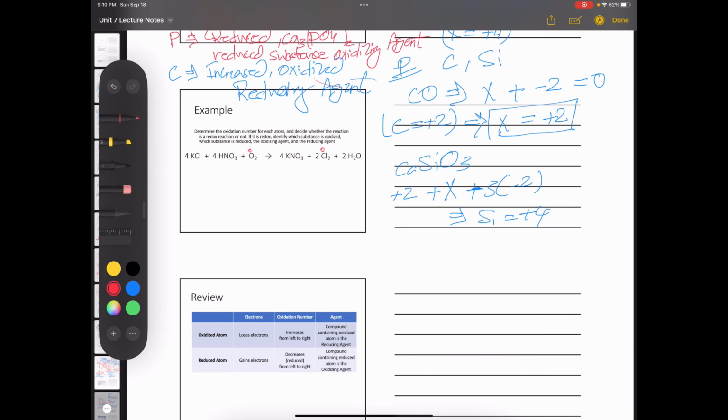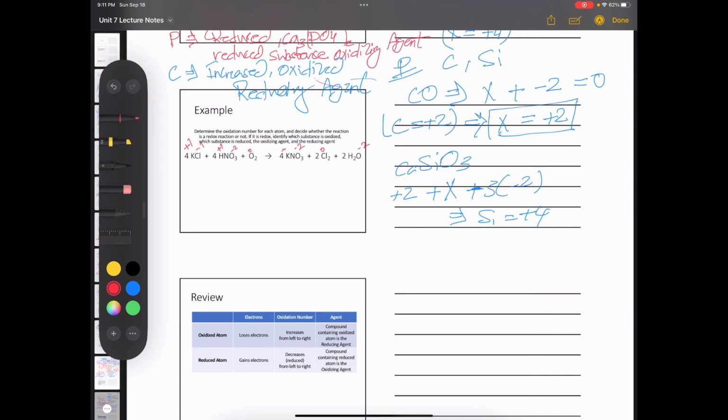Yes, I have potassium chloride. Potassium is in group 1 in the periodic table, so it'll have a positive 1 oxidation number. For the chlorine, we'll have a negative 1 oxidation number because it's part of the halogen group. Hydrogen always has a positive 1 based on that table. Nitrogen, we're not really sure. Oxygen is a negative 2. Oxygen always is a negative 2, which makes it also a negative 2 in potassium nitrate, and also a negative 2 in the water.